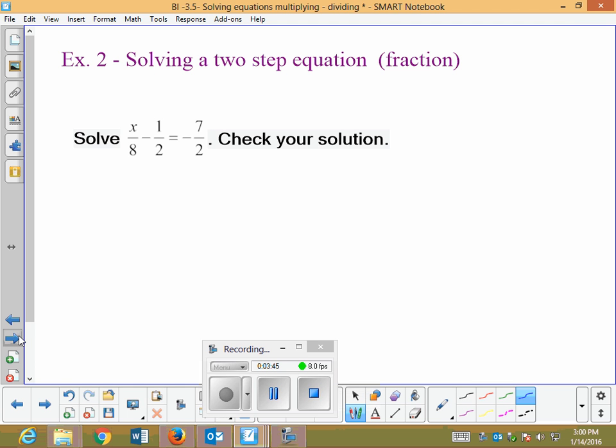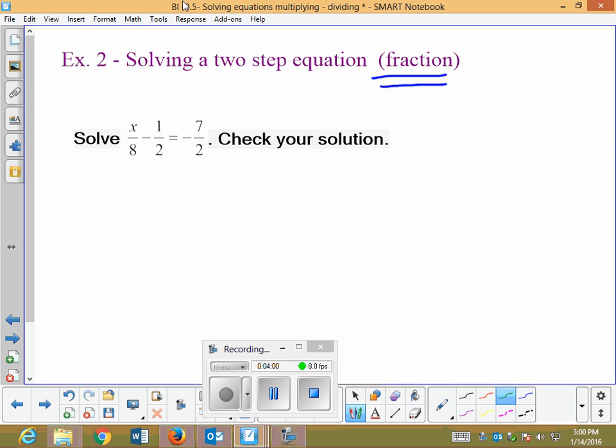Okay, example 2. Now, in example 2, we're going to talk about fractions. We talked about whole numbers for 2 steps. Now we're going to talk about fractions for 2 steps. So in this example, I have all fractions. Now I know it's not always the easiest and fun to do the fractions, but it's not too bad.